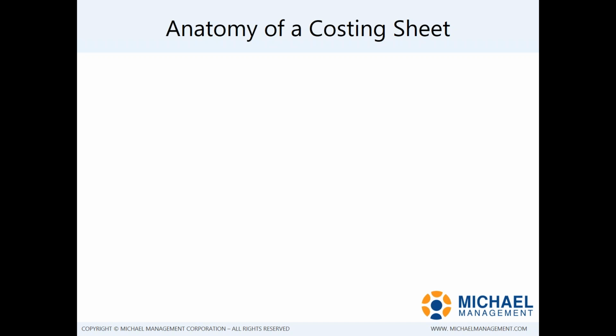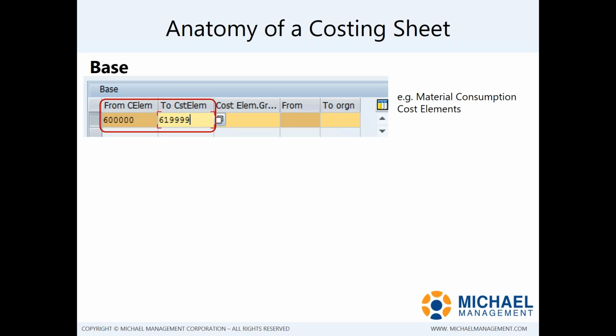So if we look at what I'm going to call the anatomy of a standard costing sheet, the main element you have is your base in your costing sheet. In its simplest fashion, you would have a range of cost elements, and these are really all your inputs into your standard costing process. The most common would be your material consumption accounts as your cost elements, and you could also include other things like secondary cost elements in here, but the main thing is you have a base with which you want to apply overhead to.